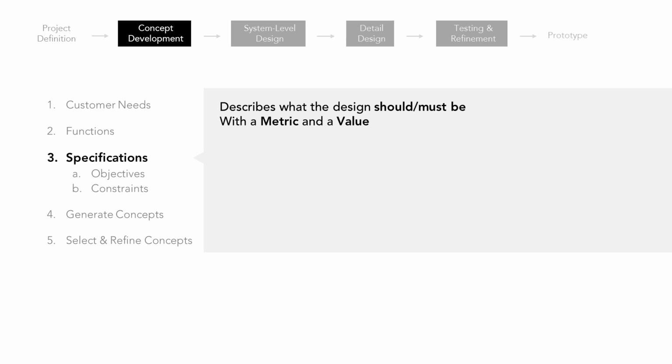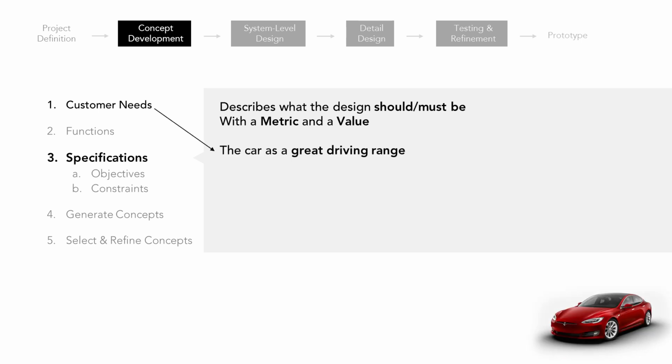Then we define what the specifications are. We describe what the product should or must be with a metric and a value. So we basically transform the customer needs into something quantifiable. For example, we may ask, how do you define a great driving range? Well, I want my car to travel 400 km on a single charge. Oh, thank you. Now I can do calculations with this. So here the driving range on a single charge is the metric, and 400 km is the value.